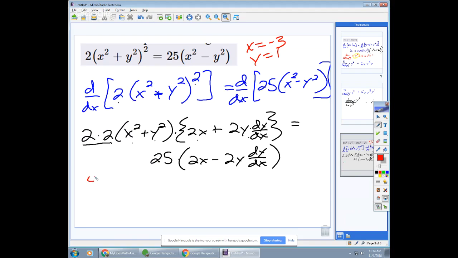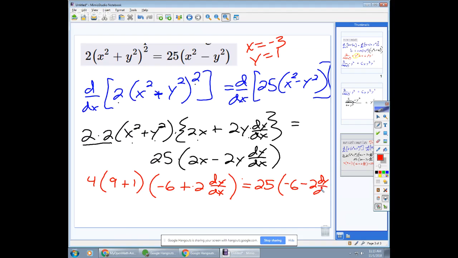So if I do that, I'm going to get 4 times -3 squared is 9 plus 1 squared, times 2 times -3 is -6 plus 2 times 1 is 2 dy dx, equals 25 times, let's see, -6 minus 2 dy dx. And then you just have to do a little arithmetic to finish this up. Distribute the 4, distribute the 25. I'm going to leave it at that. So that's the way I'd recommend doing this.